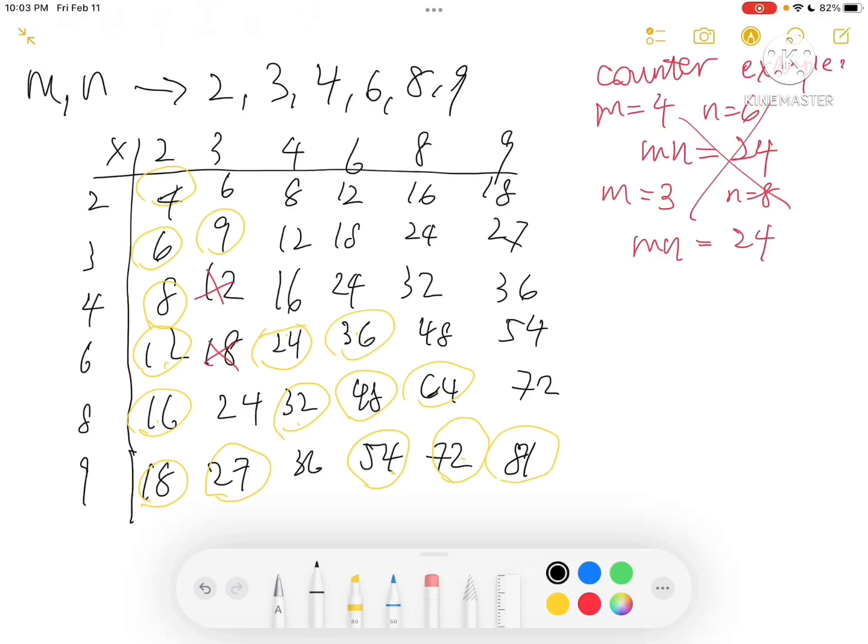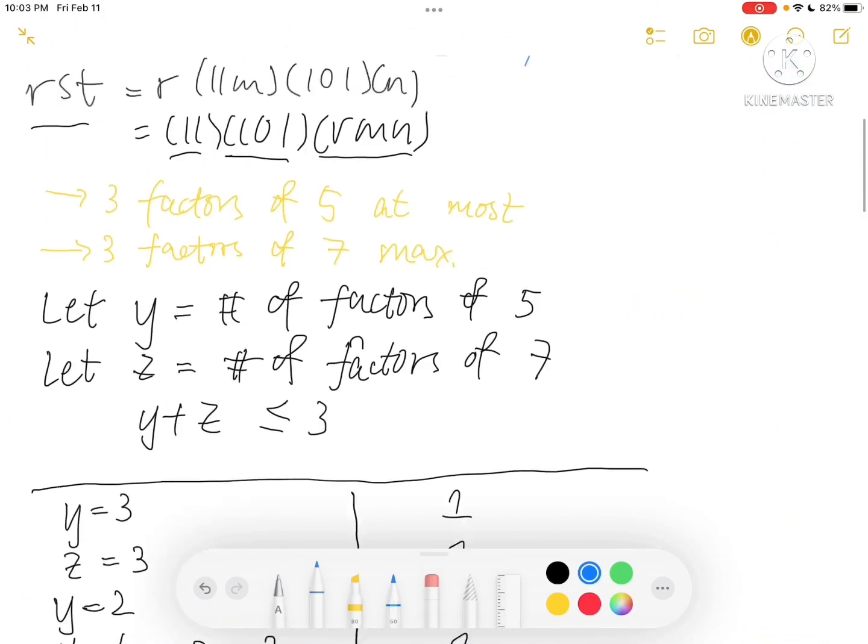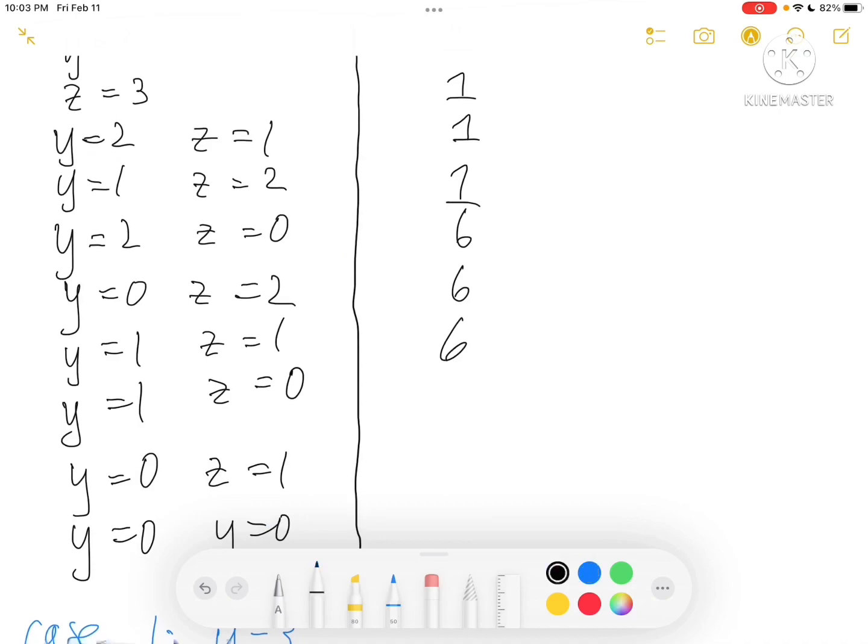So to save time, I've already filled in the table of values, and after counting, we can find out that there's actually only 16 distinct products when we multiply m by n. Hence, there's only 16 possible values for m times n, and because r is fixed, there can only be 16 possible values for r, m, and n when y is equal to 1 and z is equal to 0. So let's write that down.